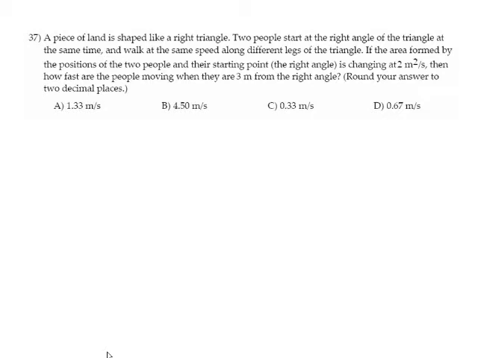Number 37, we got a piece of land that's shaped like a right triangle. Two people start at the right angle of the triangle, which is right here. They start walking at the same time, walking at the same speed along different legs of the triangle. This is x. And since they're walking at the same speed, we can let this be x also.